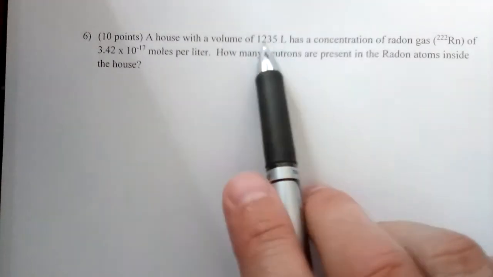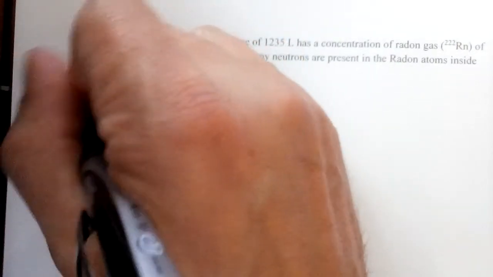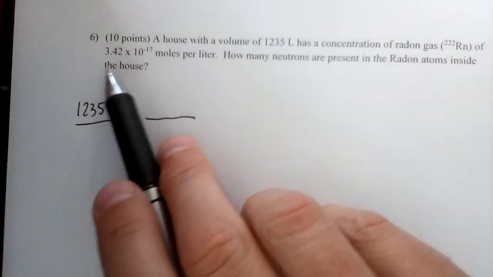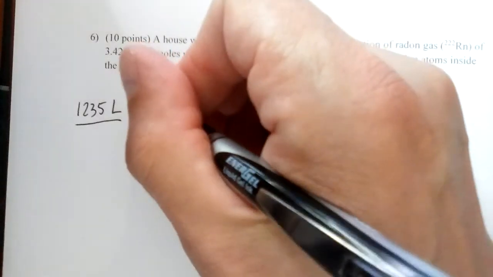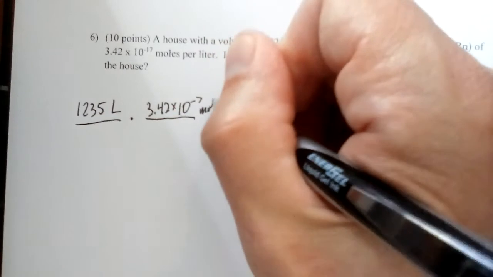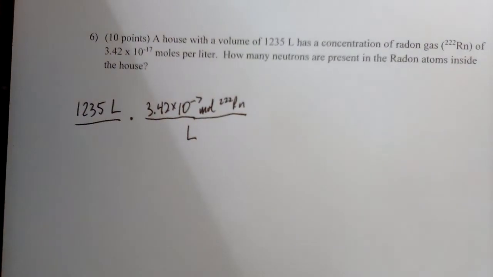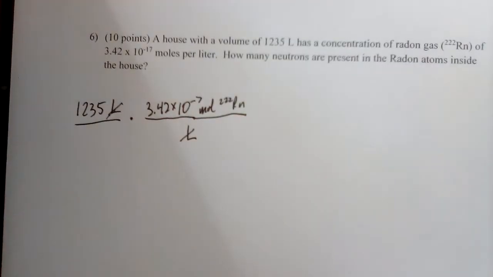Okay, so one piece of data with 1 unit, one with 2 units, so we'll want to start with the 1,235. So 1,235 liters is the volume of the house that we're looking at. The concentration, we were given 3.42 times 10 to the minus 17th moles per liter. So put those units in a fraction. That will cancel out liters, which is what we want to focus on in this second step. So this will be moles of radon-222 in a liter of the air inside the house. So liters cancels out, right? So we've gone from volume units describing the air inside the house to moles, right?